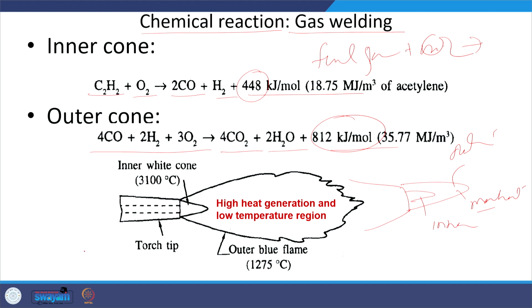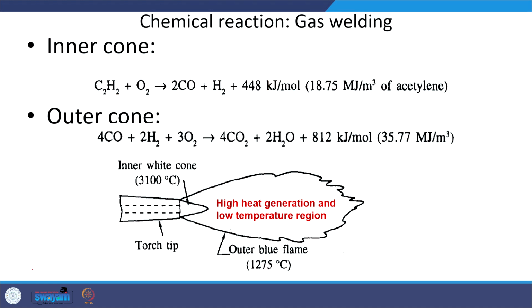But if we see, the temperature of the outer cone is lesser than the inner cone. So, how can we explain this? The inner cone temperature is 3100 degrees centigrade, while the heat generated is just 448. On the other hand, the outer cone temperature is lesser, that is 1275 degrees centigrade, while the heat generated is more.